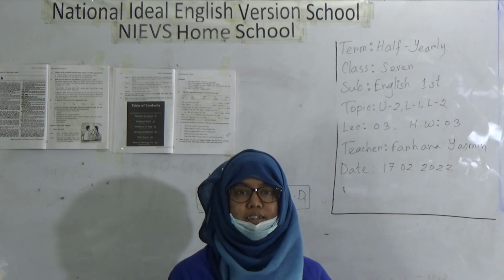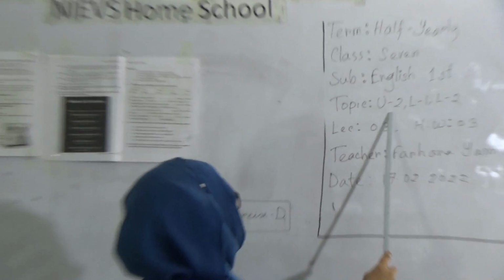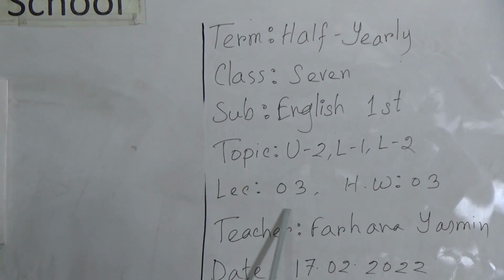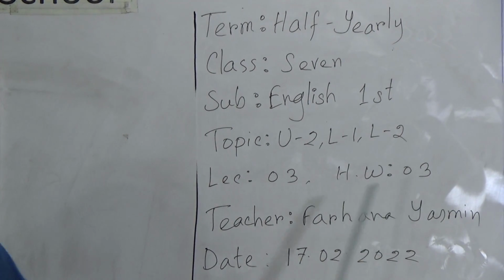Now I'm going to take English first paper class for class 7. Our today's topic is Unit 2, Lesson 1 and Lesson 2. This is lecture number 3 and homework number 3 will be given today. So dear students, let's look at the book.